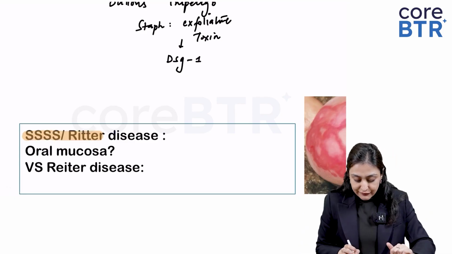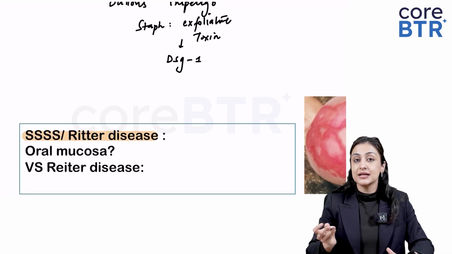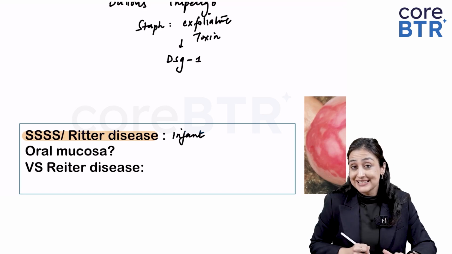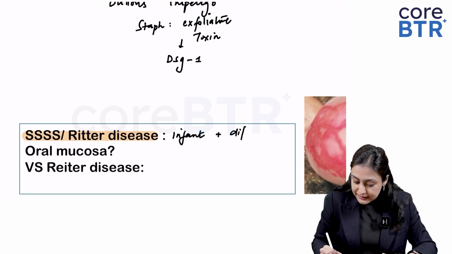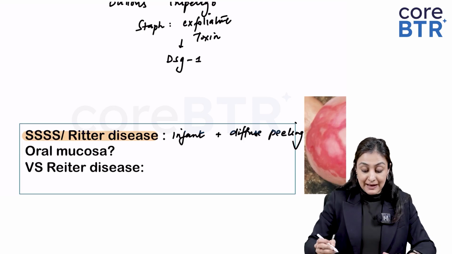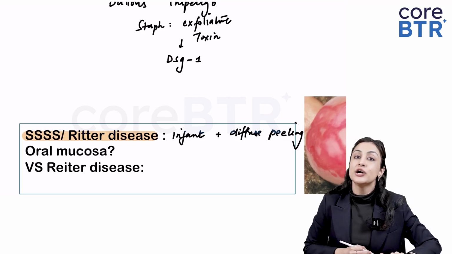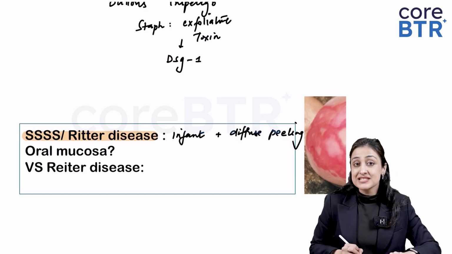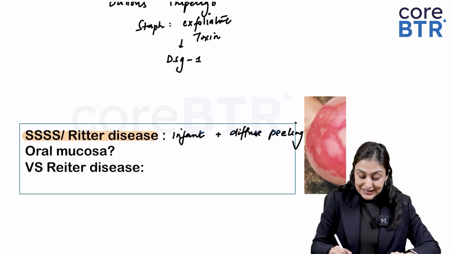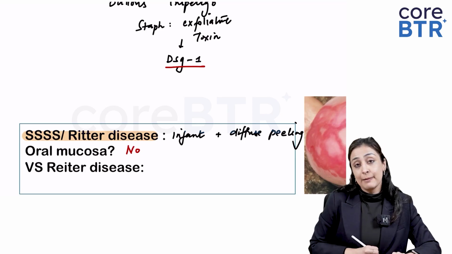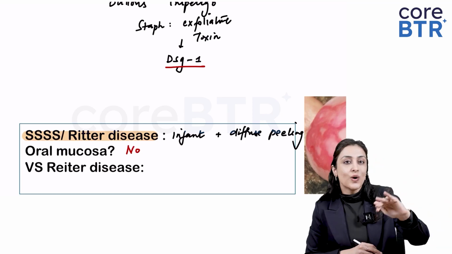this is called staphylococcal scalded skin syndrome, where they will give you history of a child, particularly an infant, who has diffuse peeling of the skin, and diffuse peeling is happening because the superficial desmoglein is attacked by the exfoliative toxin. So this is also called Ritter's disease. Desmoglein 1 is not present in oral mucosa, so no oral mucosal involvement. So this is what helps us distinguish it from pemphigus vulgaris.